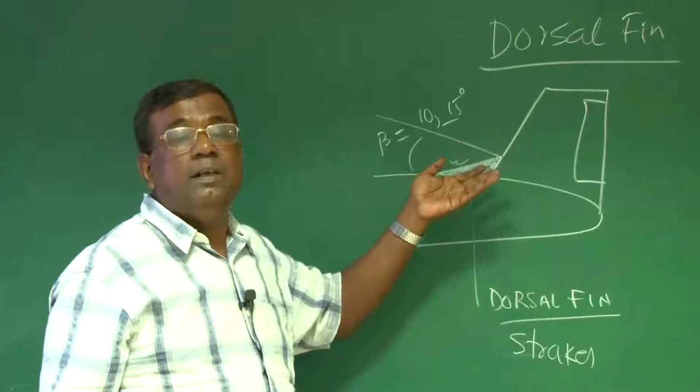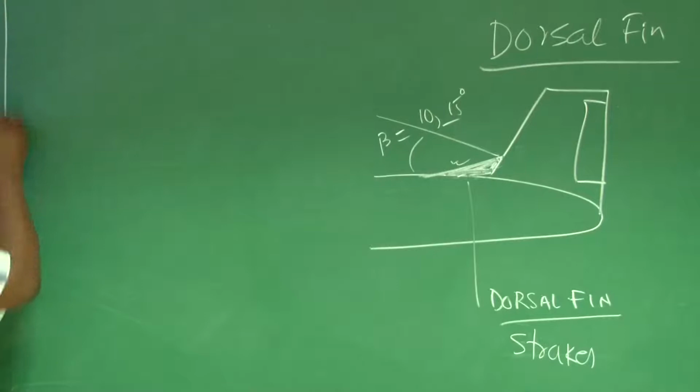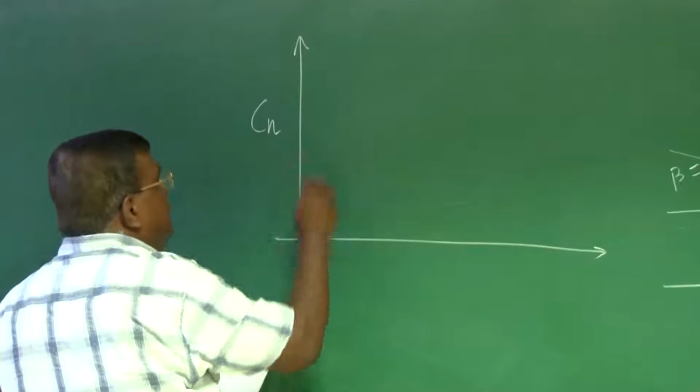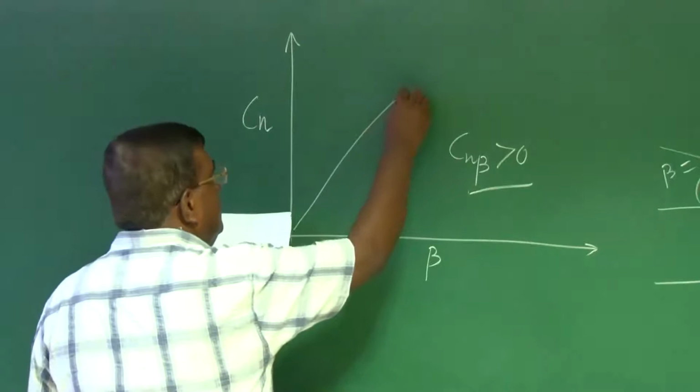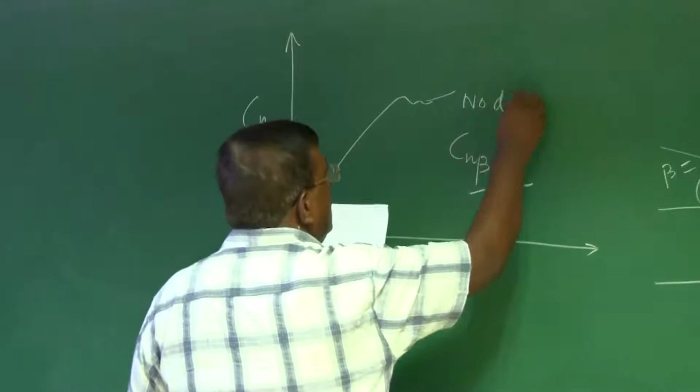So when I talk about directional or lateral stability, more importantly directional stability, I talk about beta, that is, CN beta should be greater than 0 if an airplane is directionally stable. And if I show you a typical plot, this is no dorsal fin, and dorsal fin.